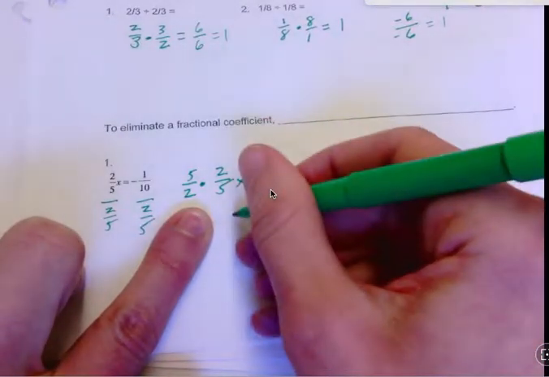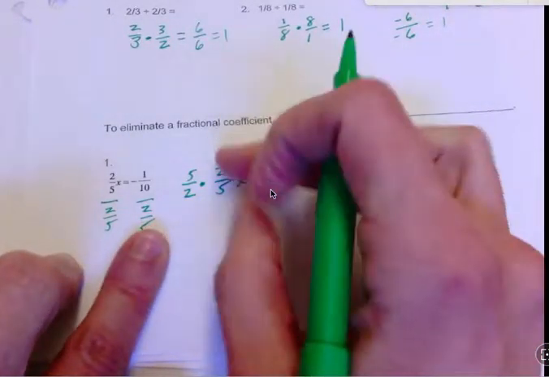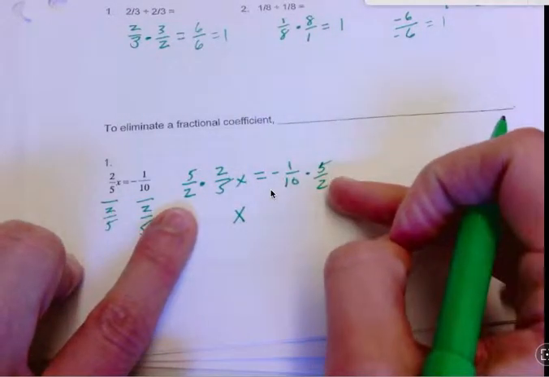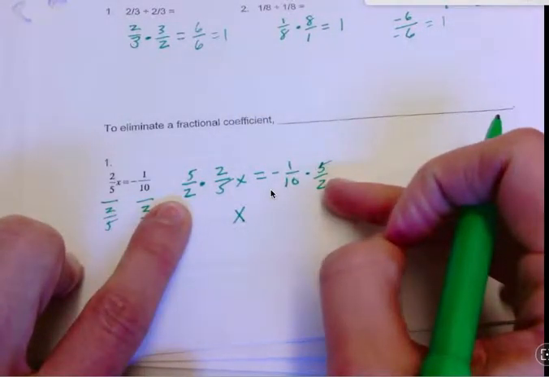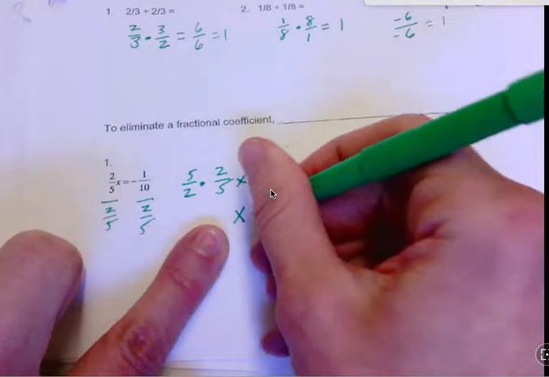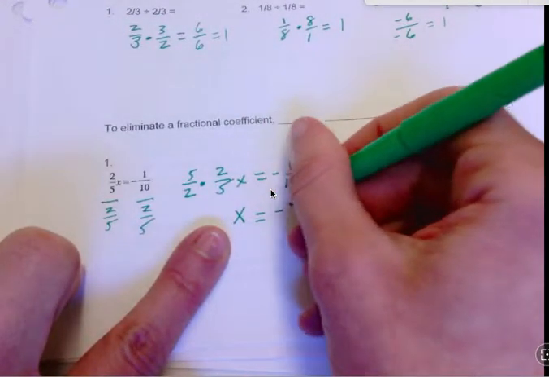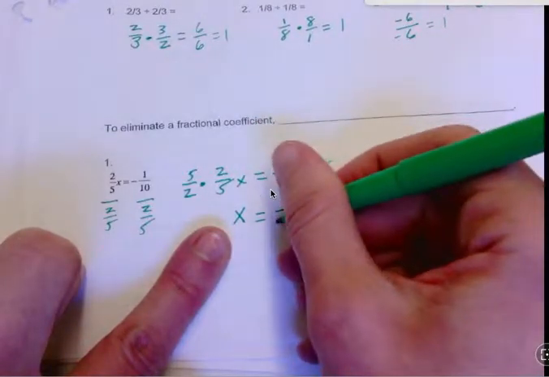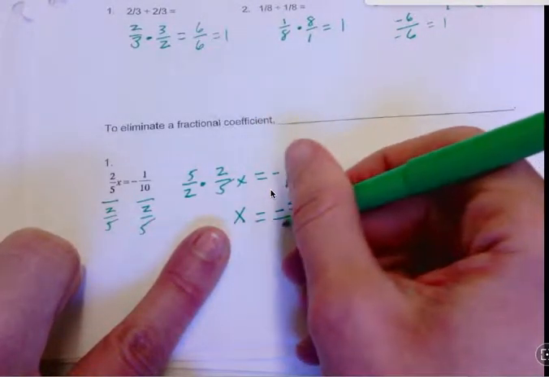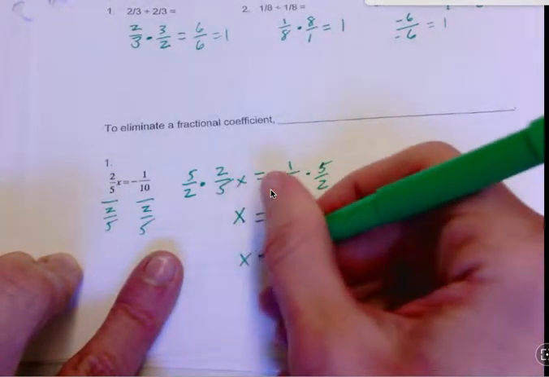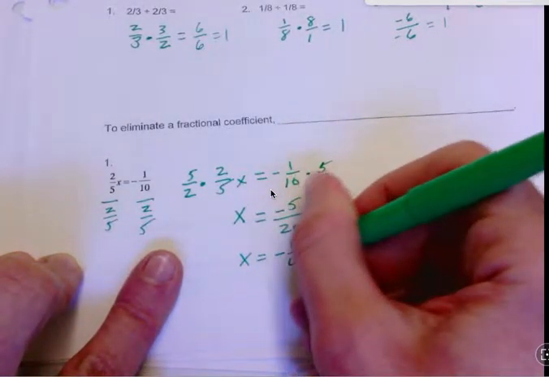And you can see it has the same effect of getting that x alone. So if we know 2/5 of x is something, when we multiply both sides by 5/2, we're going to find what x alone is. So we get -1 times 5 over 10 times 2 is 20. And we end up simplifying that to find x equals -1/4.